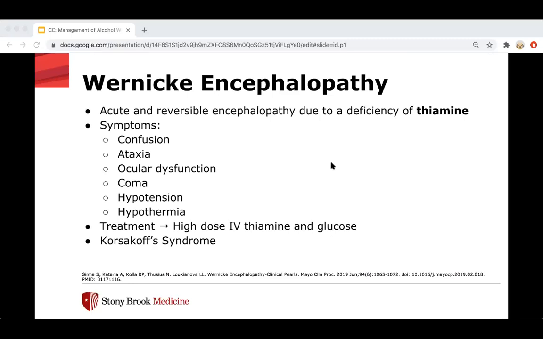The reason we're worried about Wernicke encephalopathy as well is it can actually progress into Korsakoff syndrome, which is irreversible neurologic damage. So Wernicke is reversible if we give the thiamine back. So we preemptively give all these patients thiamine just in case.